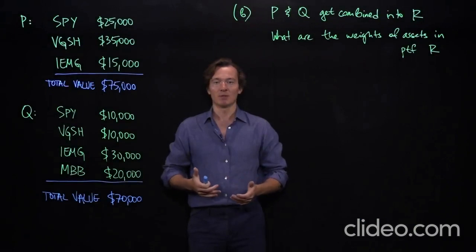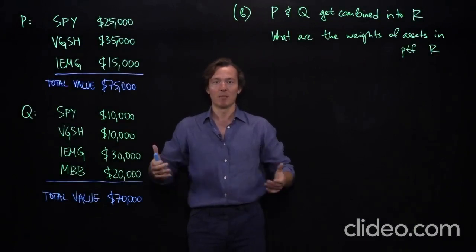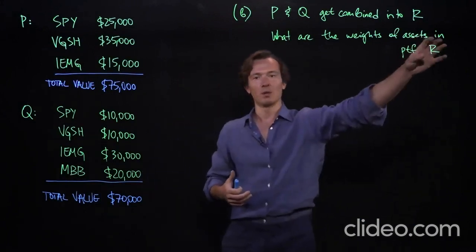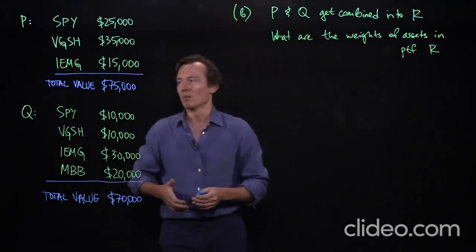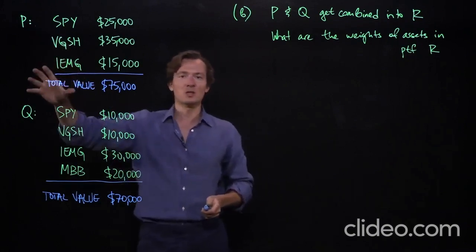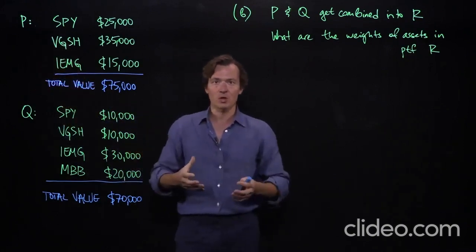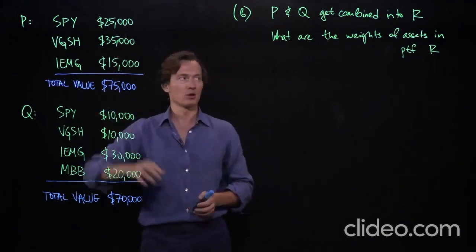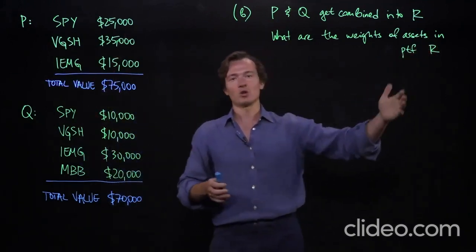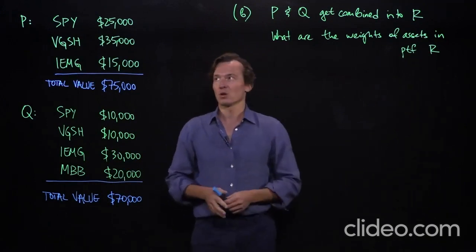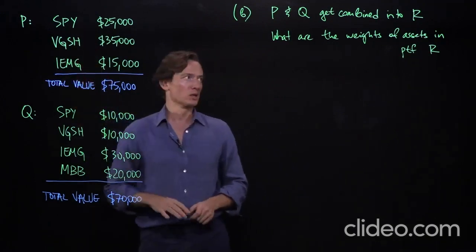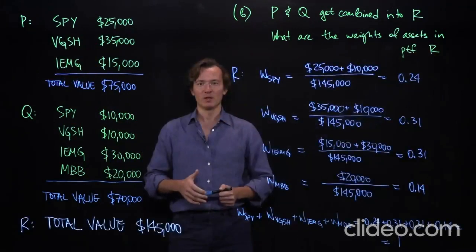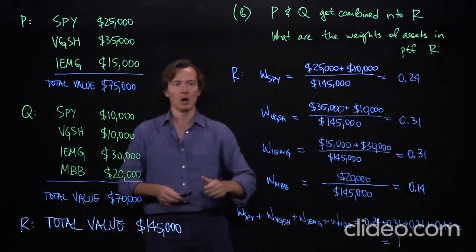Now, let's assume that portfolios P and Q get combined into a new portfolio, and we'll call this portfolio R. So for example, imagine that P and Q are trusts, and they just merge and combine their assets. And so all of these assets get combined into portfolio R. And now the question is, what are the new weights of these individual assets in the merged portfolio R? Find the weights of individual assets in this new portfolio R.